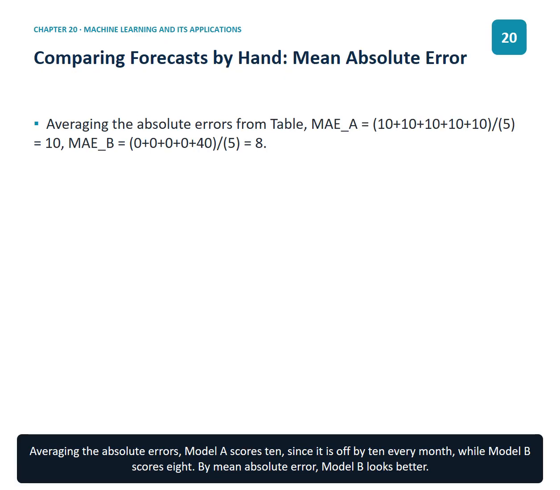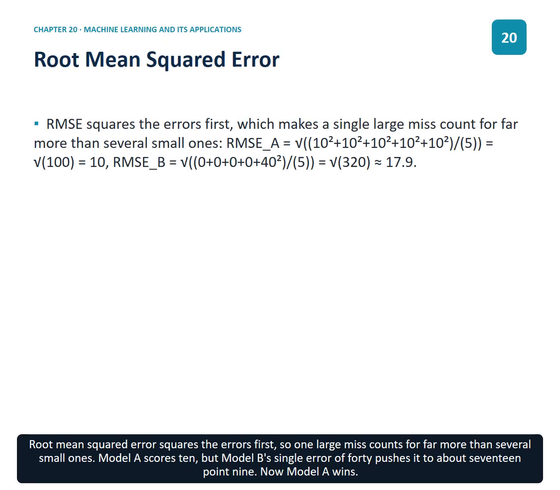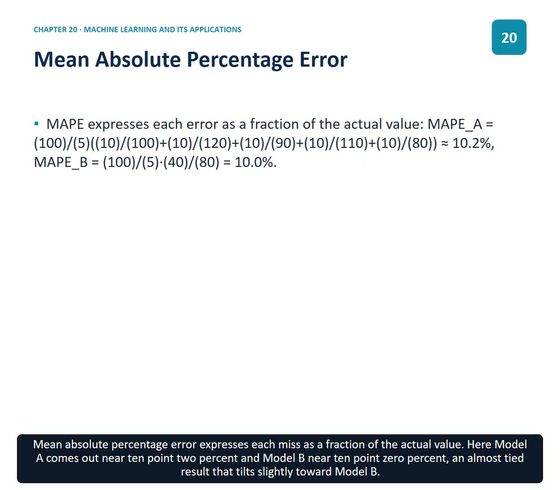Averaging the absolute errors, Model A scores 10 since it is off by 10 every month, while Model B scores 8. By mean absolute error, Model B looks better. Root mean squared error squares the errors first, so one large miss counts for far more than several small ones. Model A scores 10, but Model B's single error of 40 pushes it to about 17.9. Now Model A wins.